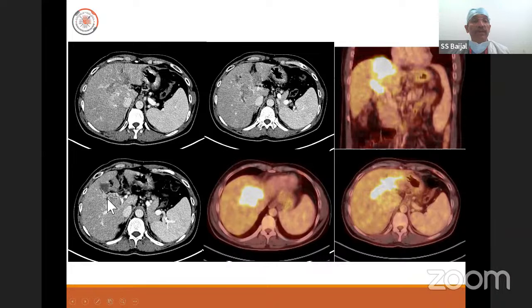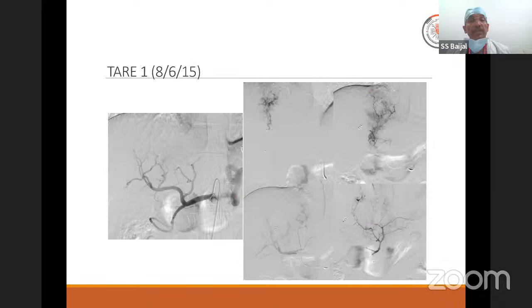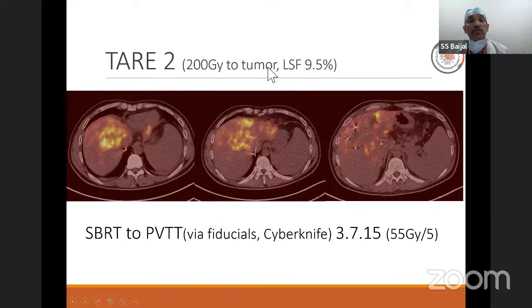The patient was taken for Y90 therapy. Angiographies were done. Selective arteries were cannulated. And we gave 200 gray to the tumor with a lung shunt fraction of 9.5, and hence being lung safe. SBRT was given to the portal vein tumor thrombus using CyberKnife after placement of fiducials. One can see the fiducials shining here. And both of these were given.